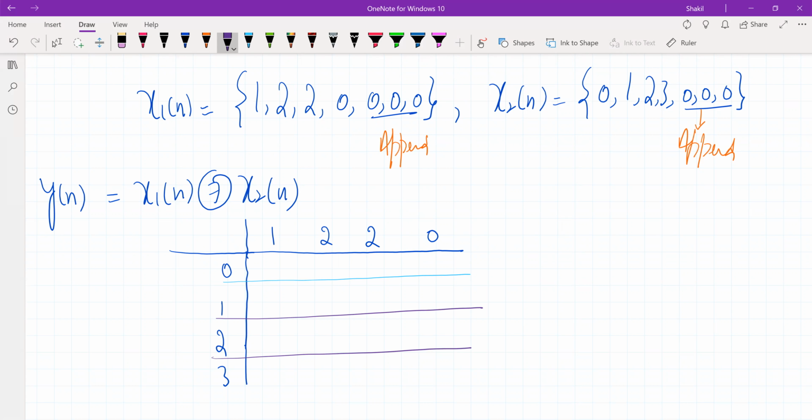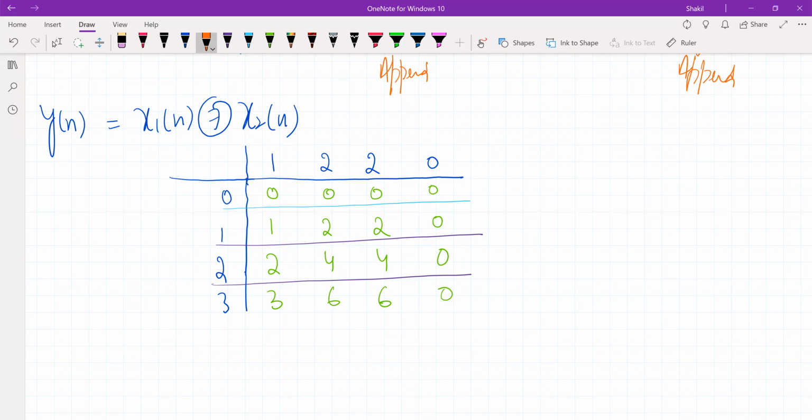Right? So multiplying these by 0, this will be 0, 0, 0, and 0. Then multiplying by 1, we get 1, 2, 2, and 0. Then multiplying by 1 again, 1, 2, 2, and 0. Then we add along the diagonals. This is the first term, this is the second term, this will be the third term, adding these terms, right? And this one will be the last term.